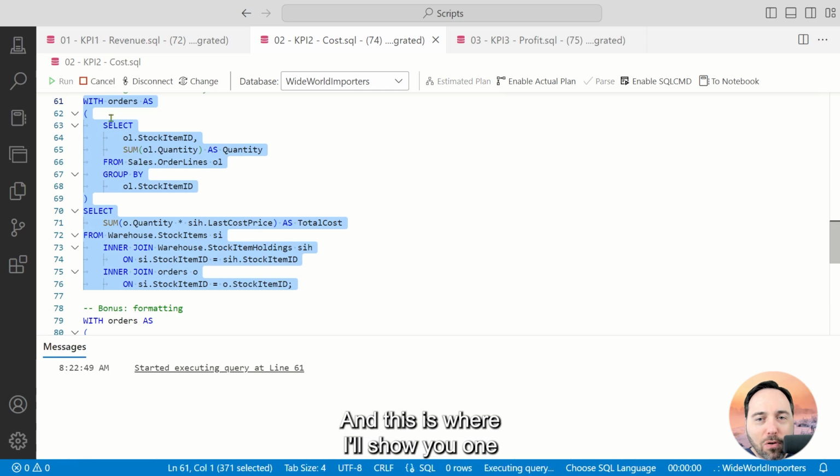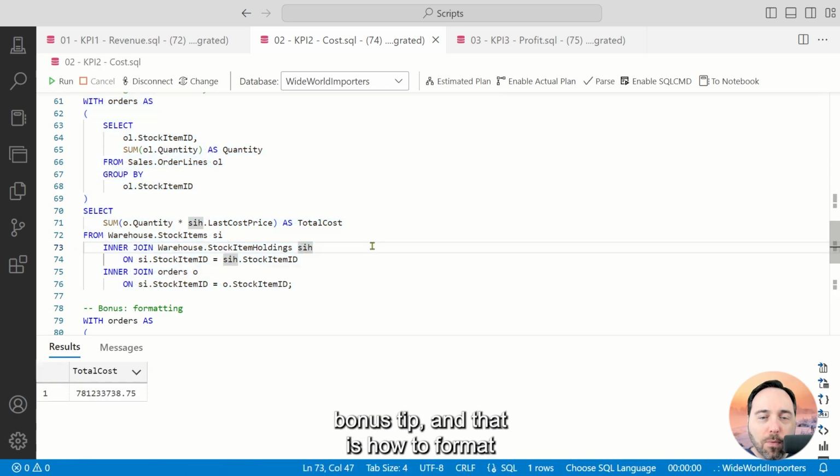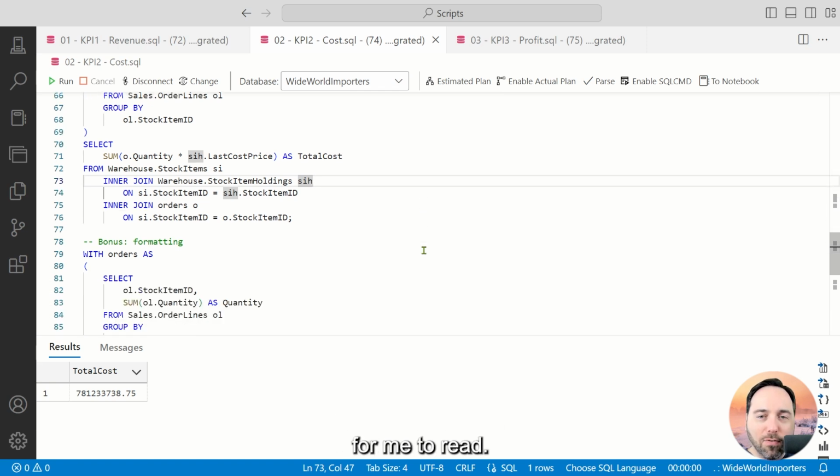And this is where I'll show you one bonus tip, and that is how to format a value in T-SQL. Granted, this is something you would typically do in a visualization tool rather than in the SQL query itself, but because we're just looking at numbers in Azure Data Studio or SQL Server Management Studio, I'm going to format them so that it's easier for me to read.